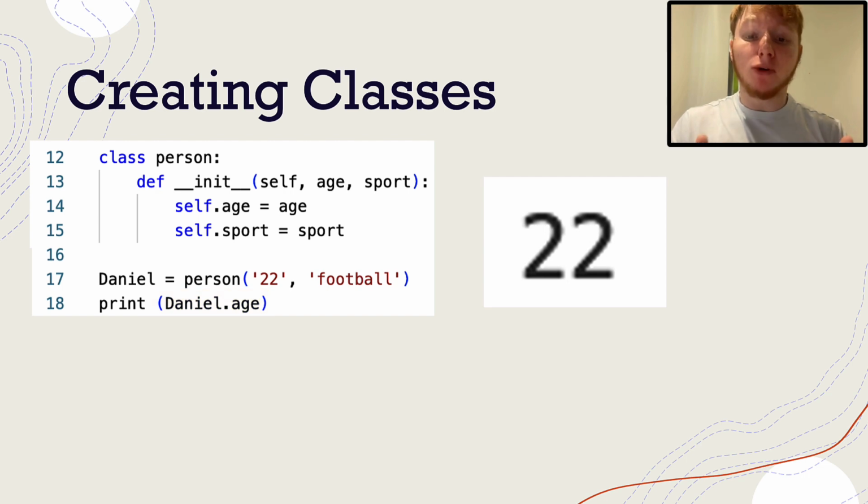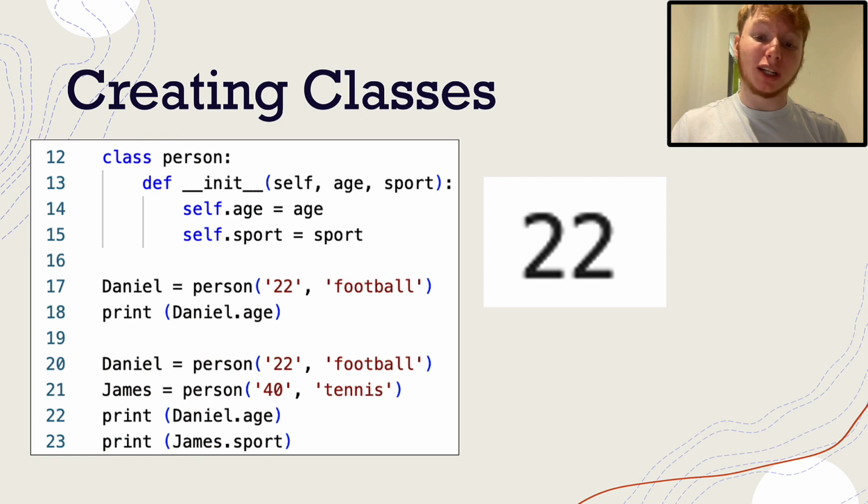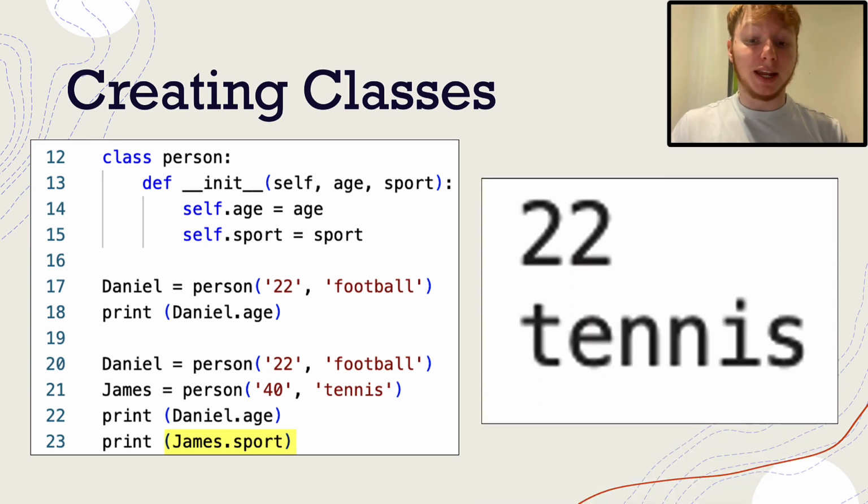And we can also have multiple objects for a class. So let's introduce an object called James. He is 40 and his favourite sport is tennis. So now we can also print out James.sport, which will give us tennis. Amazing. So now we have got a class with objects and attributes.